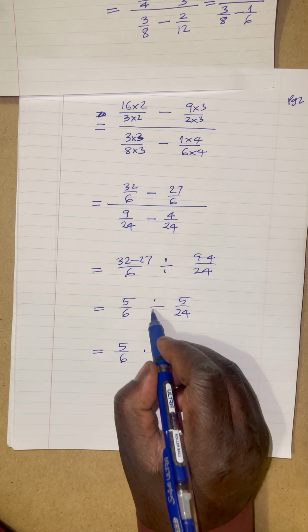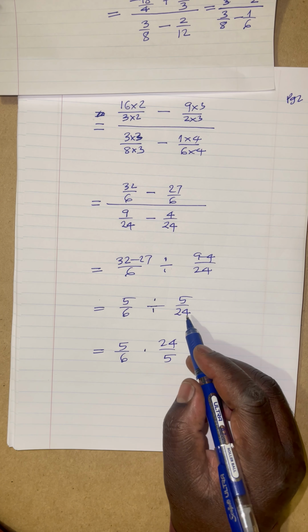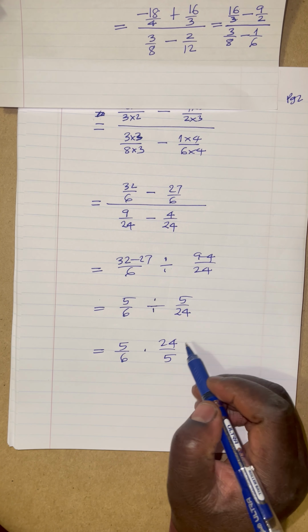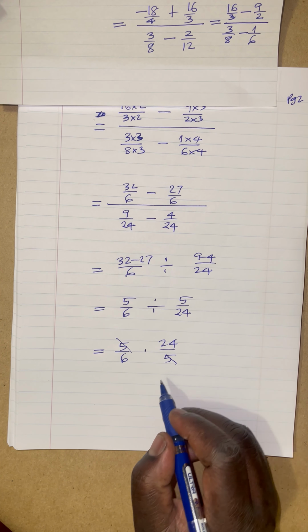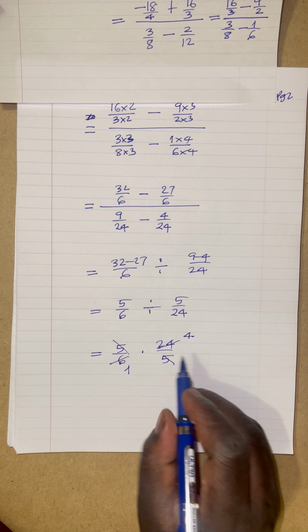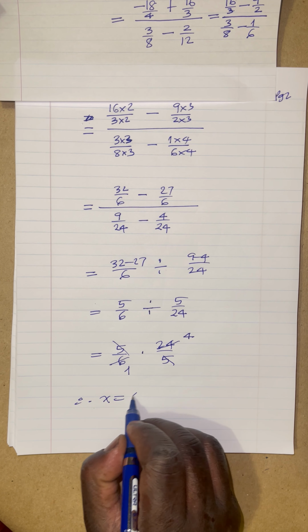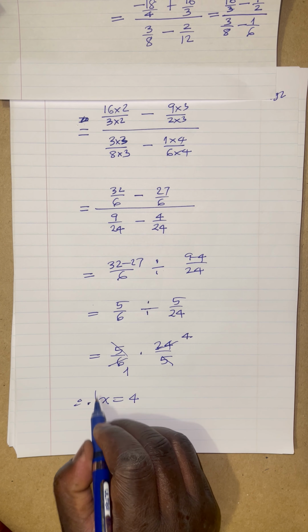Remember, when you change from division to multiplication, the fraction dividing has to be reciprocated. The 24 must go up, the 5 must come down. And here you can see the 5 cancels. 6 goes in there once, there 4 times. So what are we saying? We're saying our x value is actually 4. Now I must find the y value.